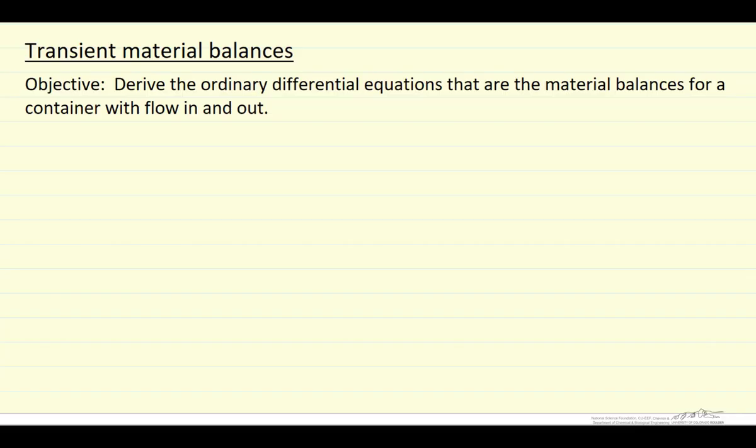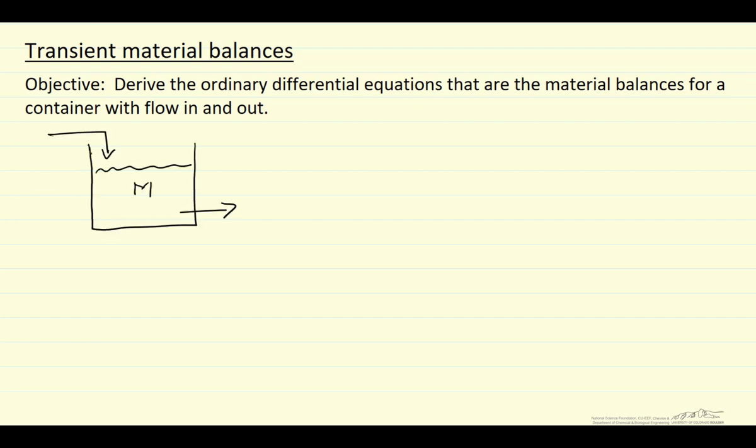Here we're going to look at the differential equations that are material balances for containers. So let me pause and draw the system we're looking at. We have a tank with some amount of material M. This M is the total mass. And then we have a mass flow rate into the tank, and we have a mass flow rate out. And these in general are not the same, so that the mass in the tank can change with time.